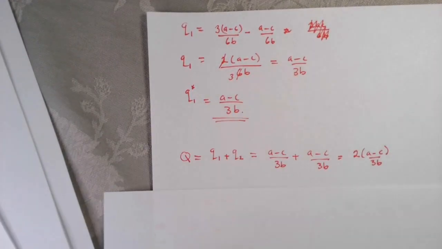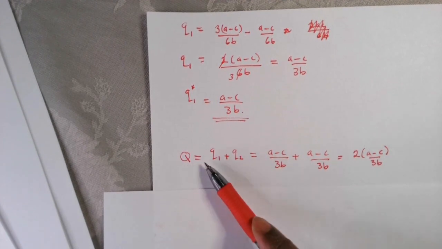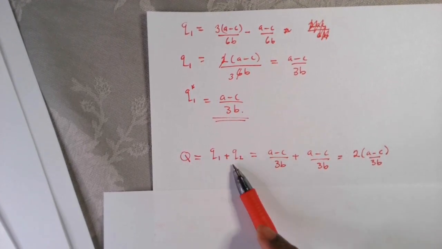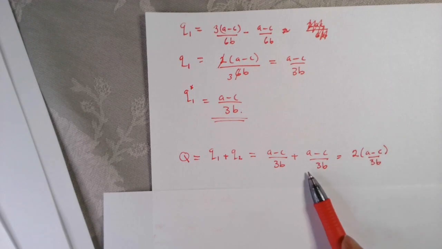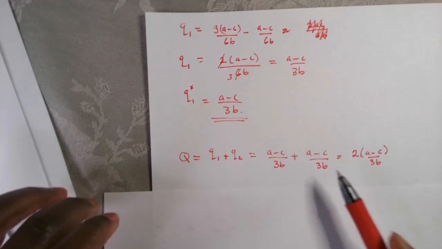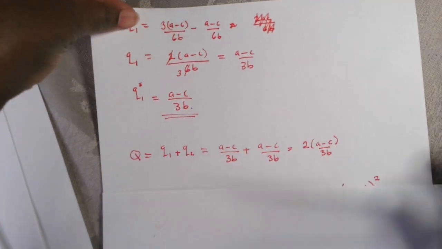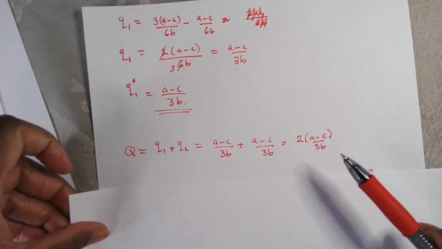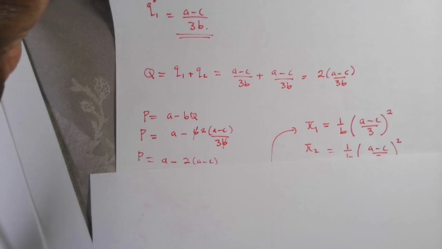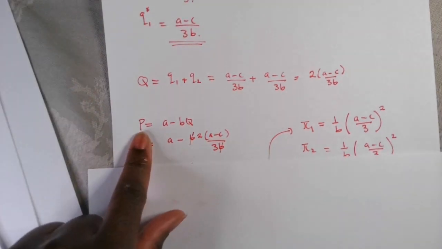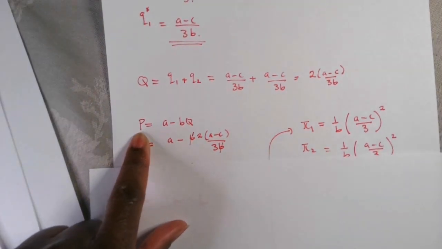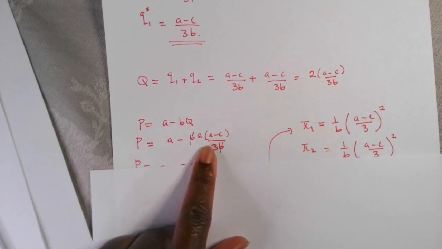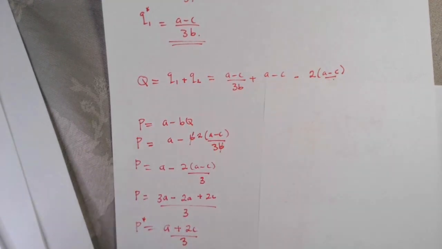Remember that big Q was the sum of the little q's. So if I just sum up the answers that I got for q1 and q2, I'm going to get 2 times a minus c over 3b. Okay, I plug that into the inverse demand curve to get what price is. So I plug that into here. I'll cover this up for a bit, and I work my way down.